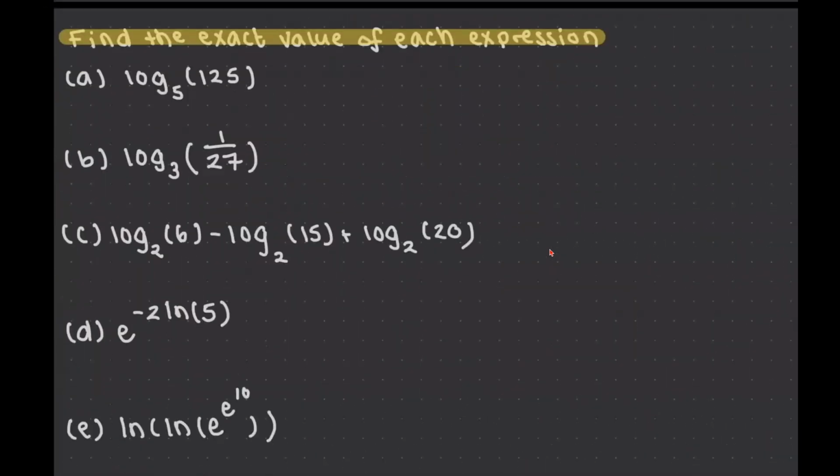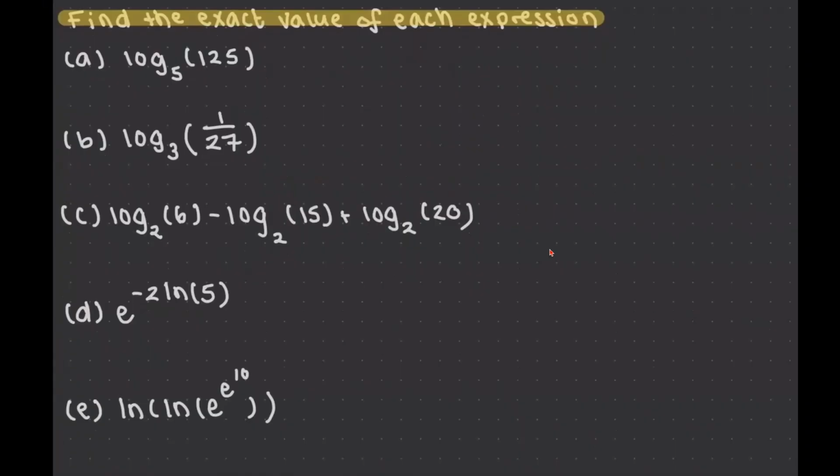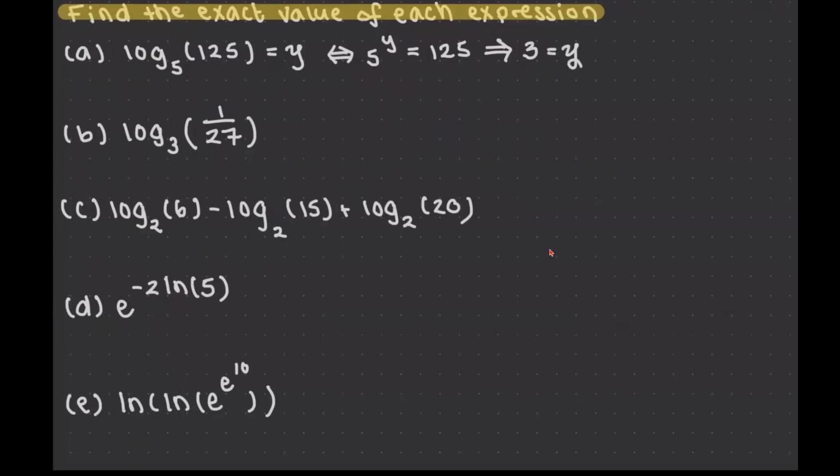So now we have some practice computing exact values of each of these expressions. So let's do log base 5 of 125. If this is equal to y, this means that 5 to the power of y is equal to 125. But then that's 5 to what power? So 3 should be y. 5 to the 3 equals 125. All right, let's try this one.